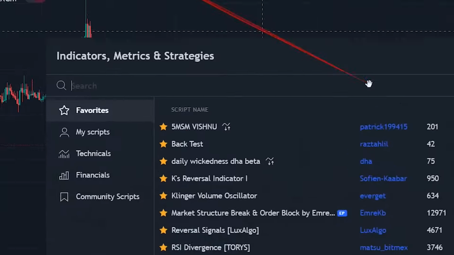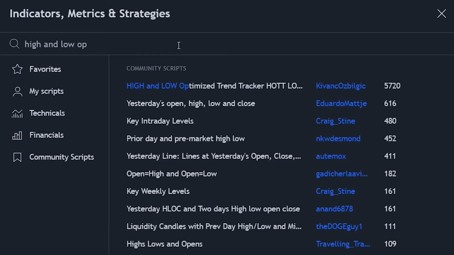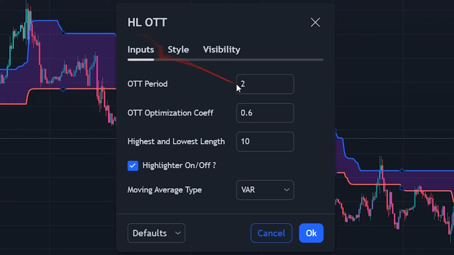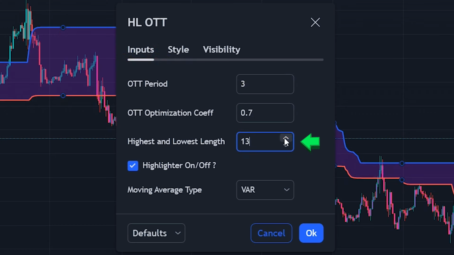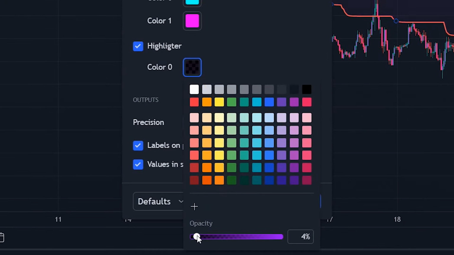With no further ado, go to the Indicators tab and search for High and Low Optimized Trend Tracker. Go to its settings and in the Input tab, change the OTT period to 3, the OTT optimization to 0.7, and the highest and lowest length to 21. In the Style tab, make the changes as you wish.